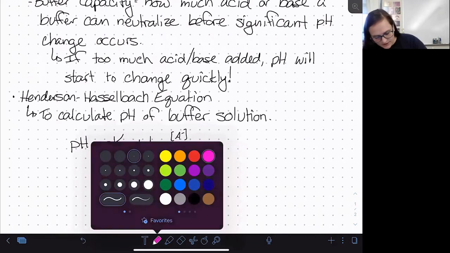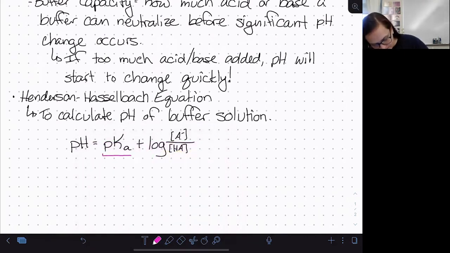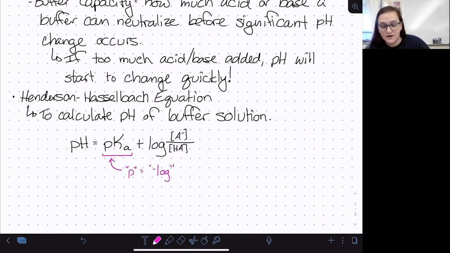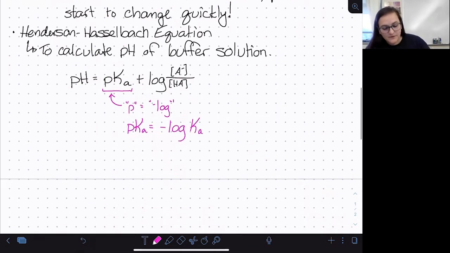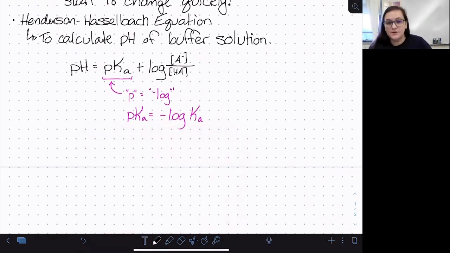So the one thing that is a little bit unfamiliar here is the pKa, which is not something we have specifically talked about, but remember that p means take the negative log of that thing. So the pKa is just the negative log of the Ka, the acid dissociation constant. So if we want to calculate the pH of a particular buffer solution, all we need to know is the concentration of the acid, the concentration of the conjugate base, as well as the Ka for the acid, so that we can find the pKa.